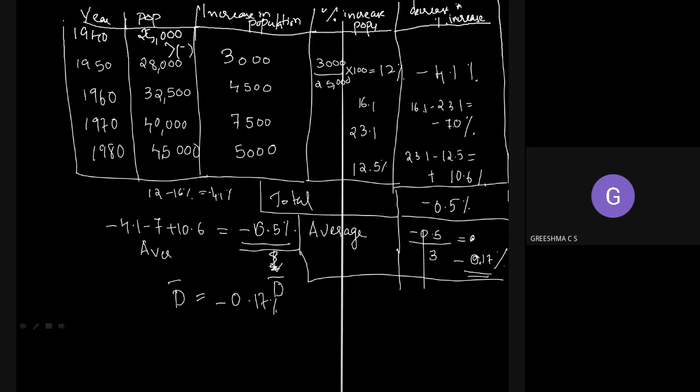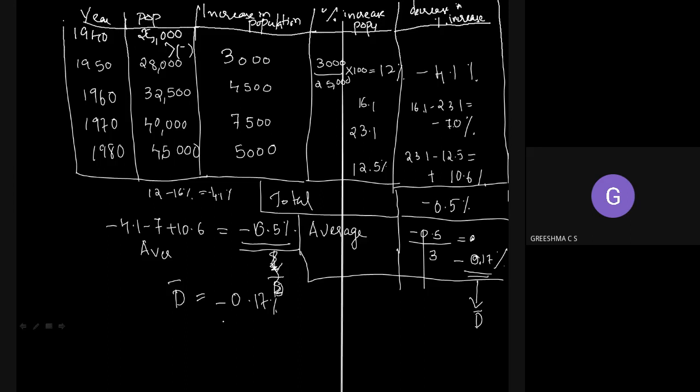Okay, the average value is taken as D dash. The average of the decrease in the increase percentage is taken as the D dash value.